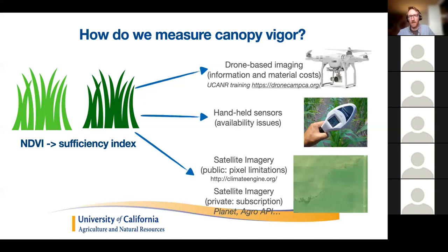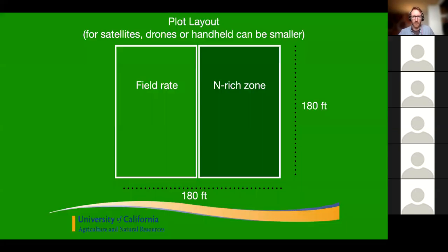Satellite imagery, the public stuff has pixel limitations. The pixels are often too big, so you have to set up a nitrogen-rich zone in your field that's big enough that you're definitely going to capture at least one pixel in there. But you could use something like Climate Engine. We're going to come up with some materials, hopefully, to guide people through how to use that soon. There's also private subscription satellite imagery at a higher resolution that you can also get this data out of. Again, just a few ideas on how that is.